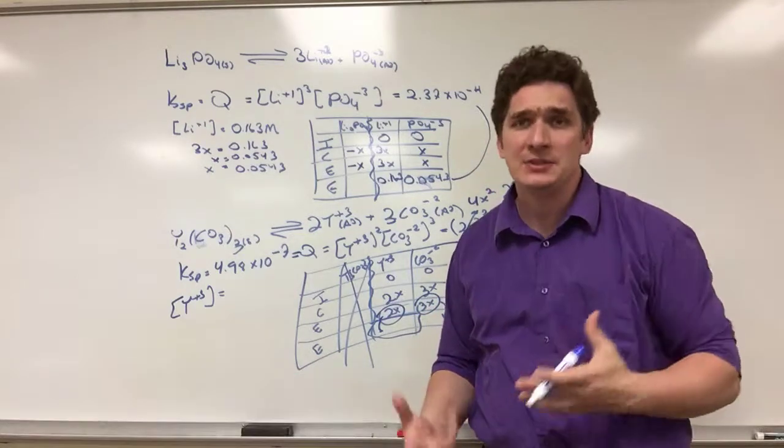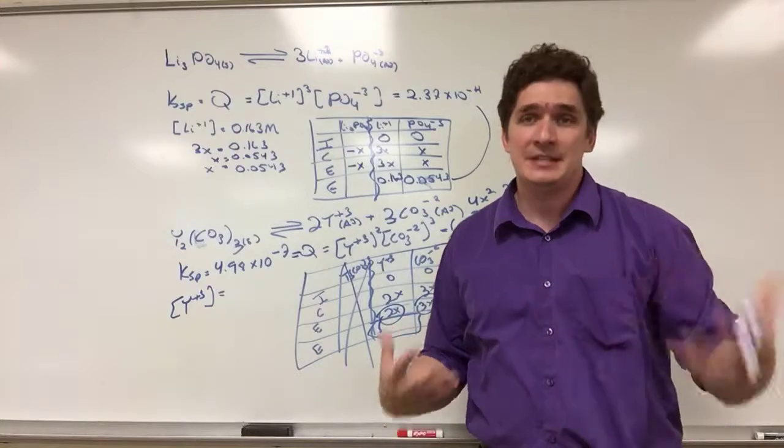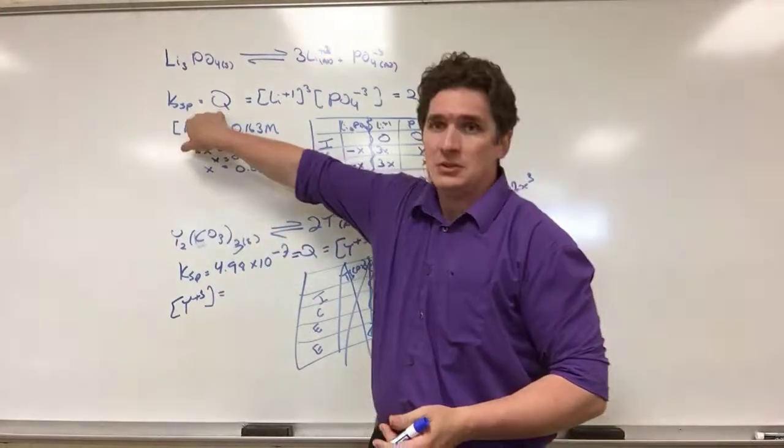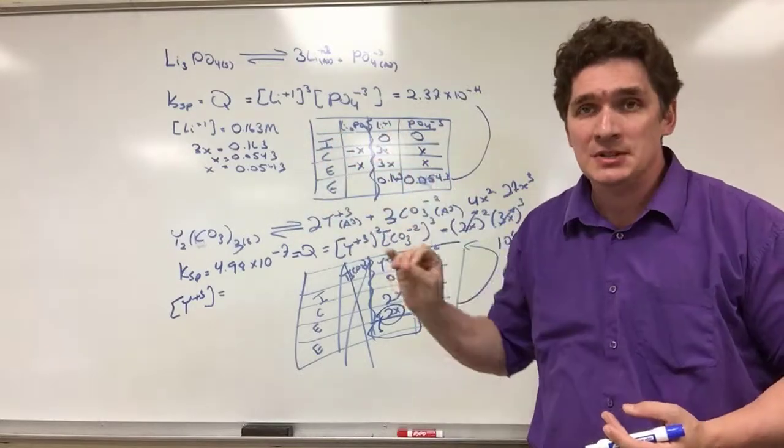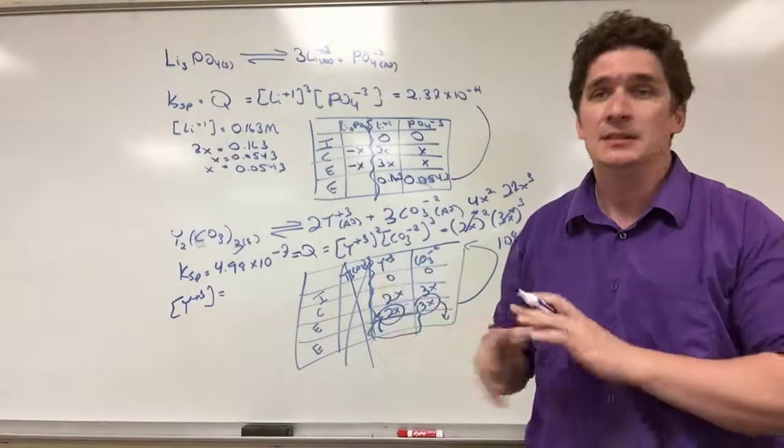So these are the two flavors of Ksp problems. But again, the setup is exactly the same. Keq equals Q, get your expression for Q and build your IC table. Figure out what you need to solve the problem and what you're being asked to find. Go from there.